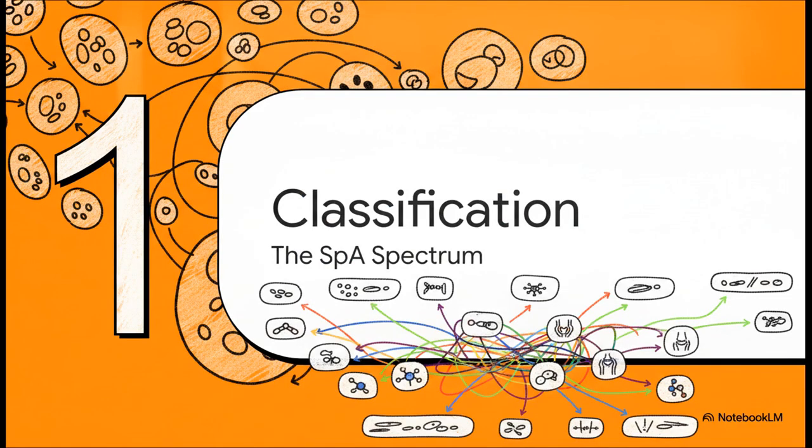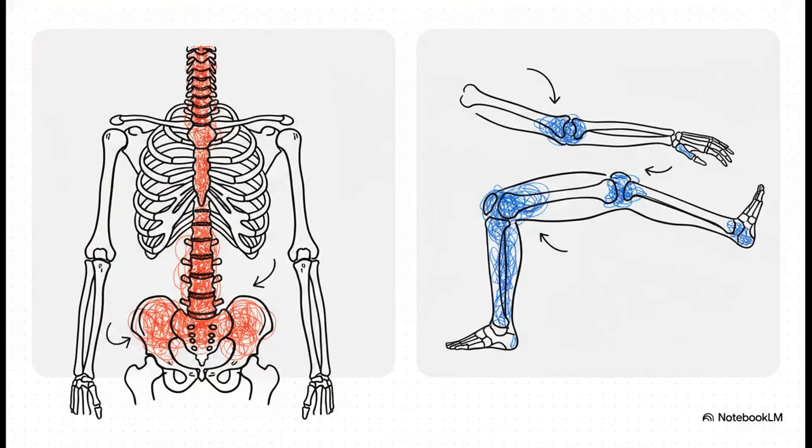All right, let's jump straight into Section 1, Classification of the Spondyloarthritis family, taking a look at the spondyloarthritis spectrum. To make sense of this spectrum, it really helps to think of it like a giant mental filing cabinet, split into two main sections. On one side, we have axial spondyloarthritis, or axSpA, which predominantly targets the central axis of the body. We're talking specifically about the spine and the sacroiliac joints in the pelvis.